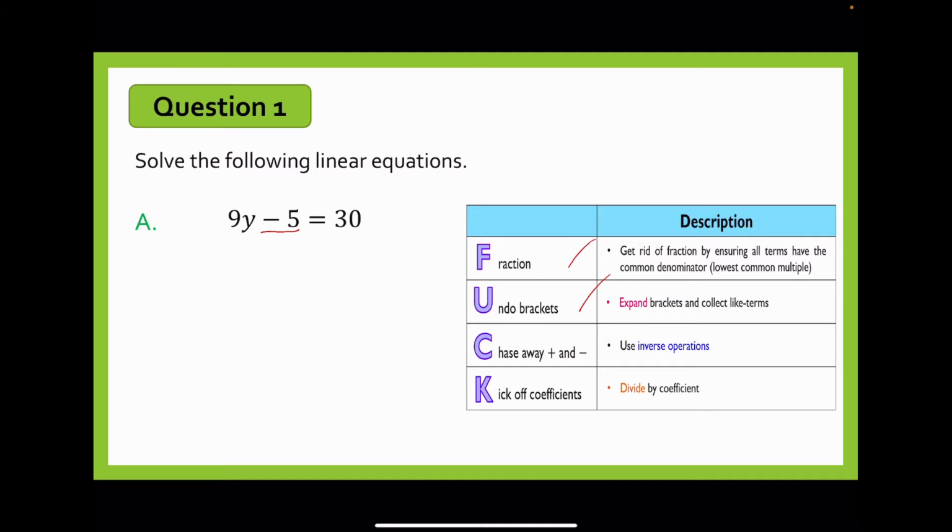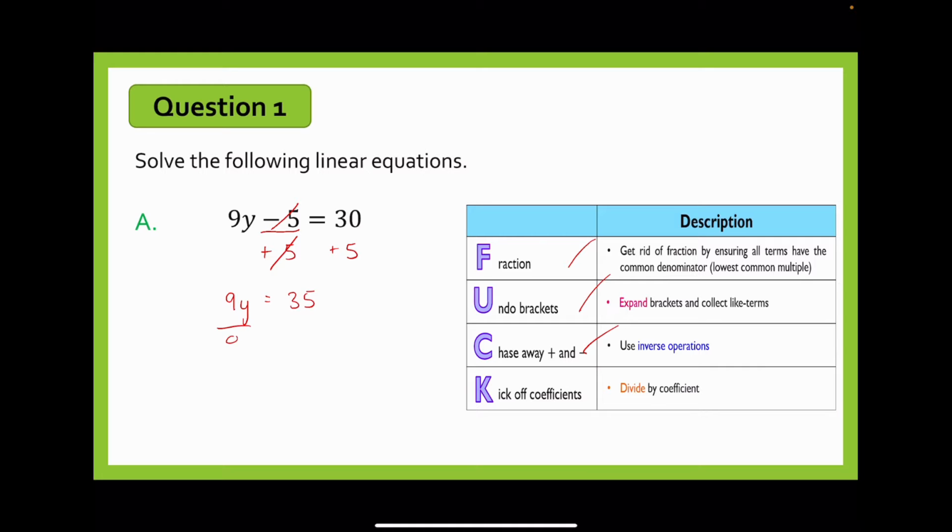The inverse of negative 5 is going to be plus 5, so I'm going to add 5 to both sides of the equation. Negative 5 plus 5 equals 0, so they cancel out. Therefore 9y is going to be equal to 35 now. And to do the last step, I want to divide both sides by the coefficient, being 9 in this example.